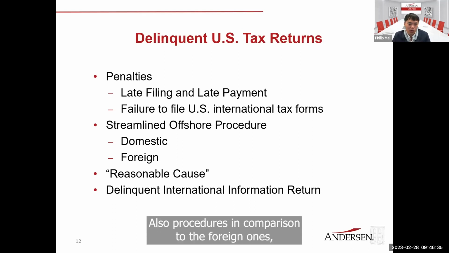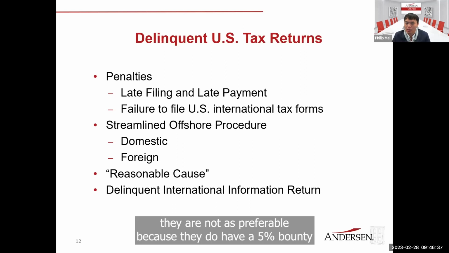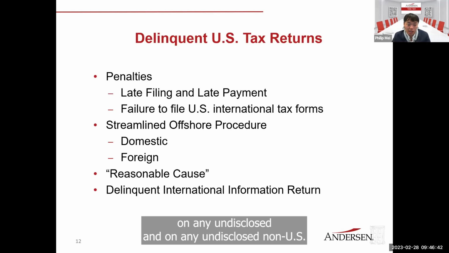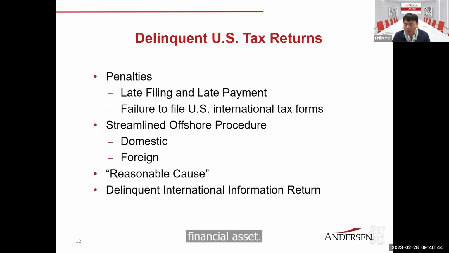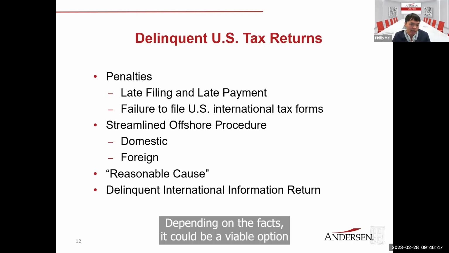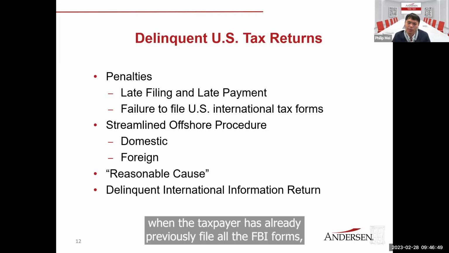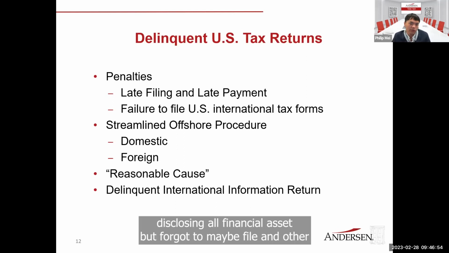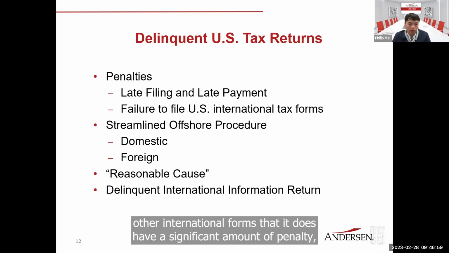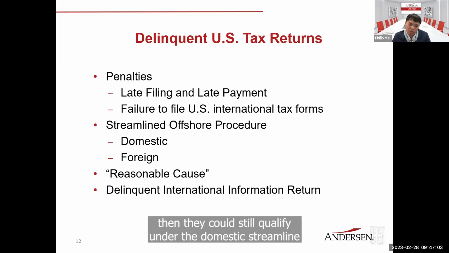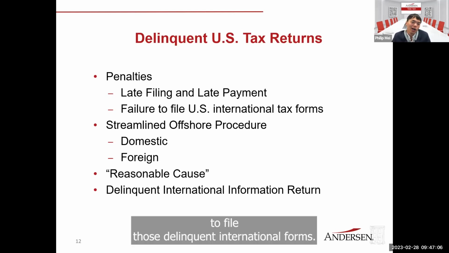In comparison to the foreign ones, they are not as preferable because they do have a 5% penalty on any undisclosed non-US financial asset. Depending on the facts, it could be a viable option when the taxpayer has already previously filed all the FBAR forms disclosing all the financial assets, but forgot to file another international form that has a significant amount of penalty. Then they could still qualify under the domestic streamlined procedure to file those delinquent international forms.